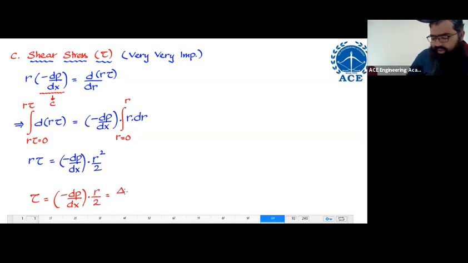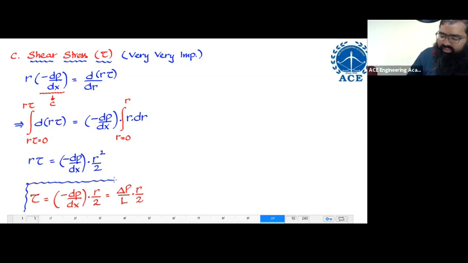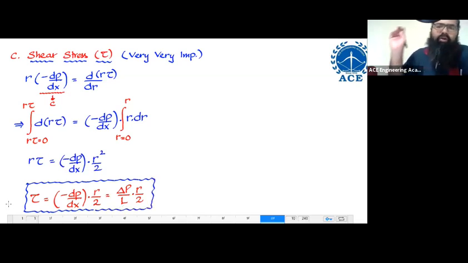Or tell me, can I write this as delta p by L multiplied to R by 2? Yes, I can write. Minus dp by dx multiplied to R by 2, or delta p by L multiplied to R by 2. This is the value of shear stress in the case of every internal flow, be it laminar, transition or turbulent. In any case, the formula for tau will remain the same. Very simple formula, minus dp by dx multiplied to R by 2.